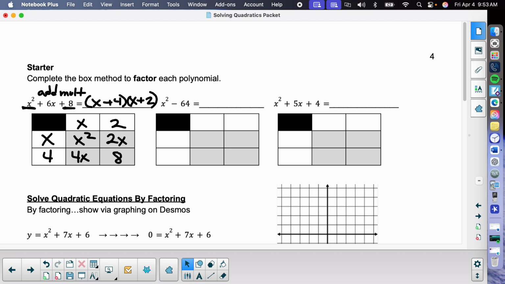These examples at the top up here are just supposed to be factored. We're not gonna find x-intercepts or solutions or zeros. We were just supposed to factor them. The ones below this are to find answers.